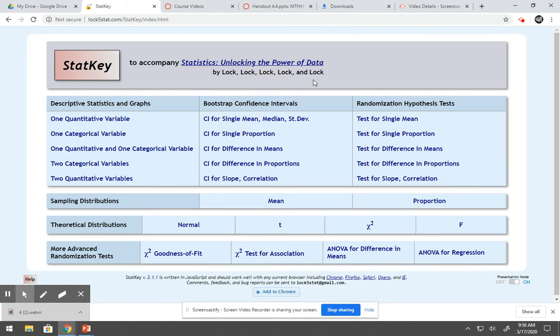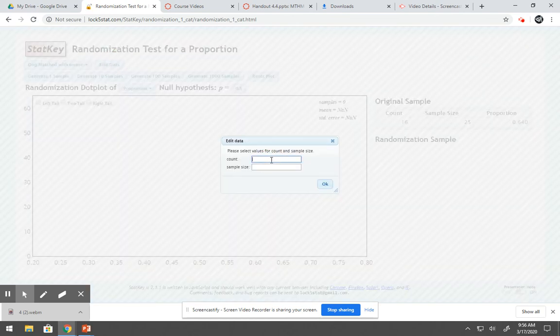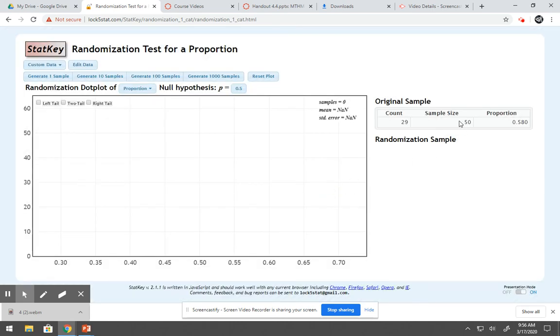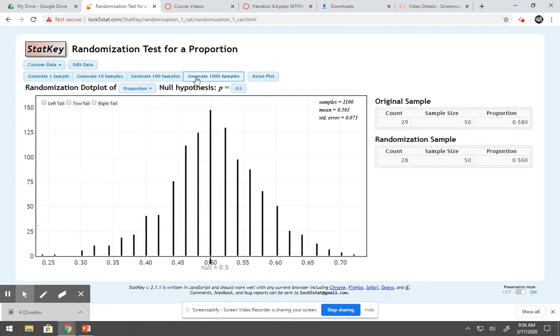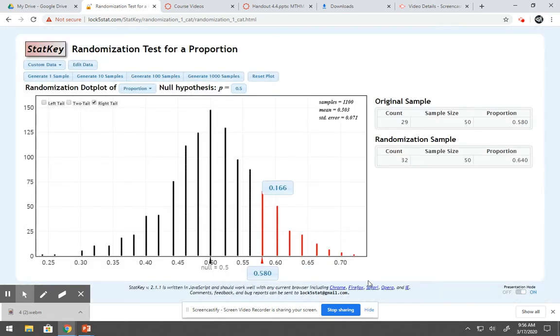All right, so let's take a look at a single proportion. Let's edit the data and put in 29 out of 50. You can see that my sample size, n, is 50. I'm going to run 1,000, do a right-sided test, and check at 0.58. That was my statistic, 0.58. And I'm going to hit OK.